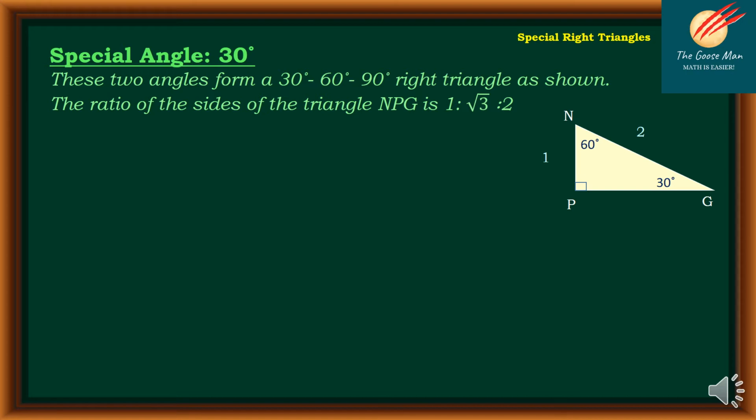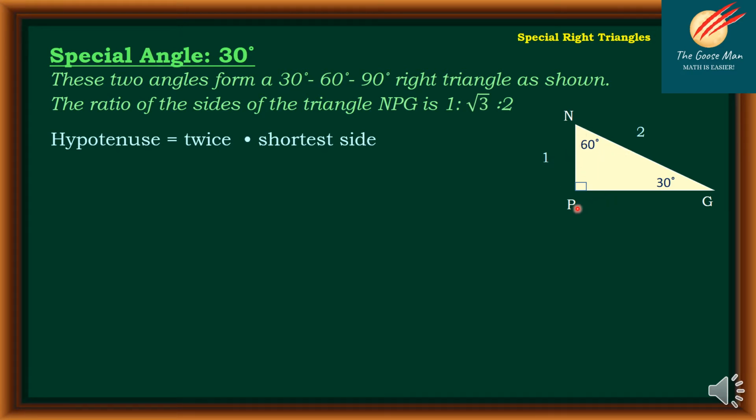These two angles form a 30-60-90 right triangle as shown on the figure. The ratio of the sides of the triangle NPG is 1 is to square root of 3 is to 2. To help us determine that, let's recall that the hypotenuse is equal to twice the shortest side. Angle G is 30 degrees, and the opposite side NP is equal to 1. To get the hypotenuse NG, that is twice the shortest side NP, so 1 times 2 is equal to 2.